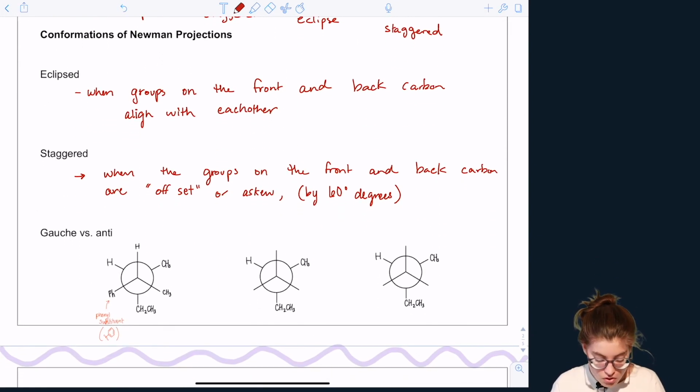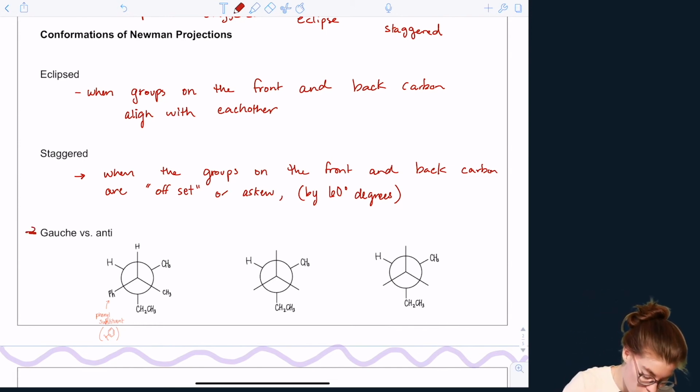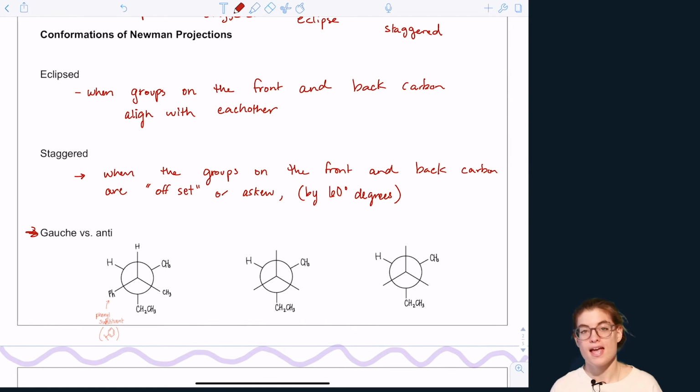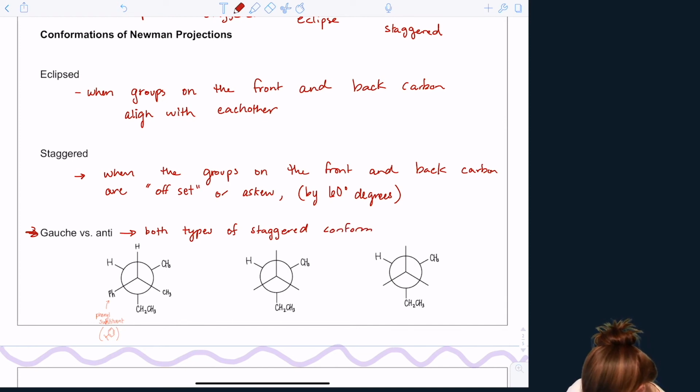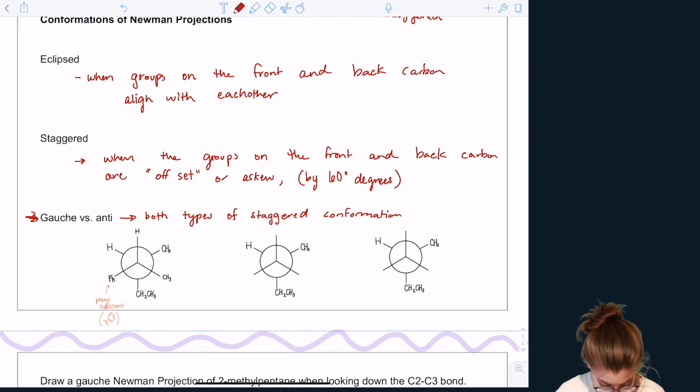Now, we're going to focus on a specific type of staggered. So there is something called gauche conformation, and there's another conformation called anti. Now, both of these, gauche conformation and anti-conformation, are a specific type of staggered conformation. So these are both types of staggered conformation.